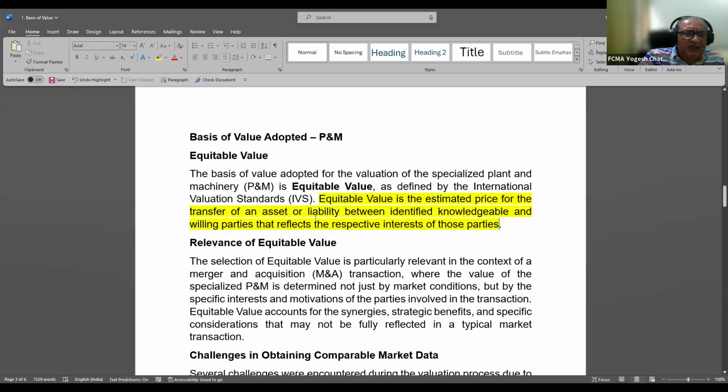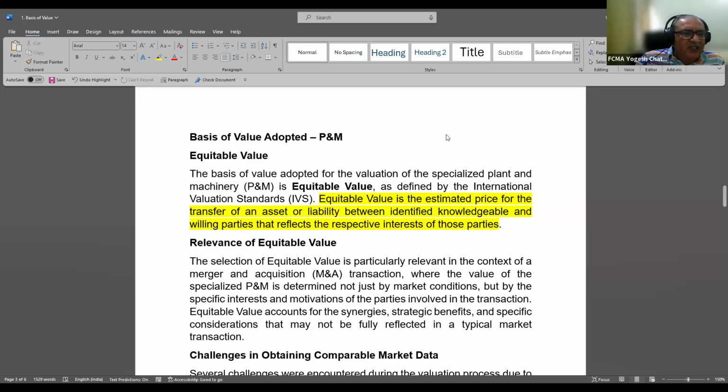Equitable value is the estimated price for transfer of an asset or liability between identified knowledgeable and willing parties that reflects the respective interests of those parties. Remember, when we are determining the market value, parties are not identifiable. Who will actually enter into that transaction is not identified at the time of valuation. But when you are determining the equitable value, the parties are identified. Suppose amalgamation between HDFC and HDFC Bank. You are arriving at the exchange ratio of equity shares between the shareholders of HDFC and HDFC Bank as part of settlement of the purchase consideration. So the parties are already identified.